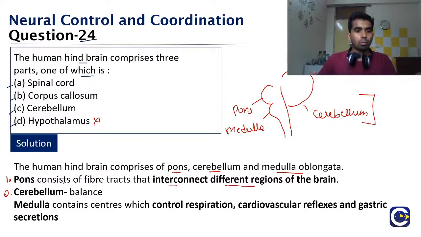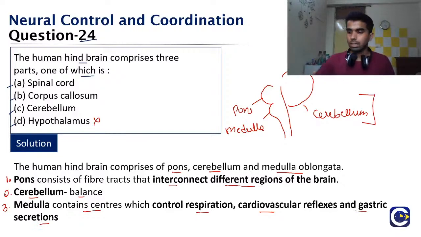So the pons is the connection region between different parts of the brain. The second region is the cerebellum, and the cerebellum is responsible for balance. Whenever a person drinks alcohol, the alcohol depresses the cerebellum, and that is why he is not able to hold a steady gait and is imbalanced. The third region is the medulla, the most vital region of the brain, because it contains the control center for respiration, cardiovascular reflexes, and gastric secretion.